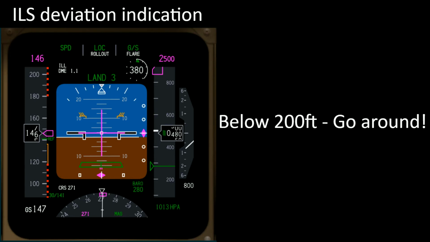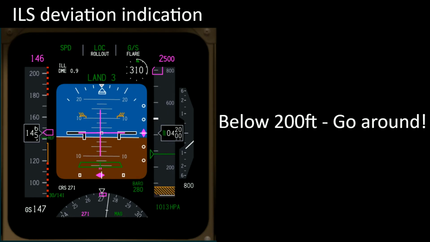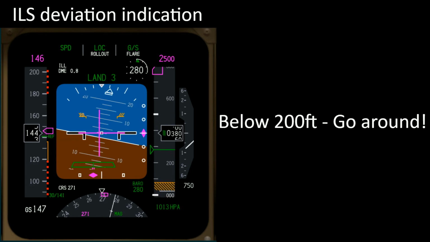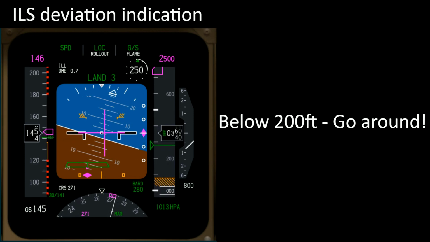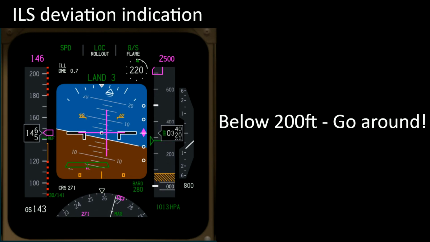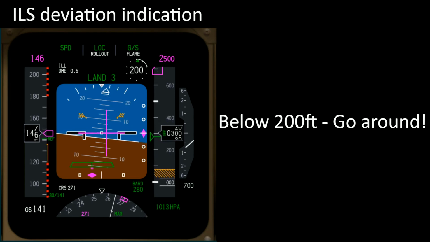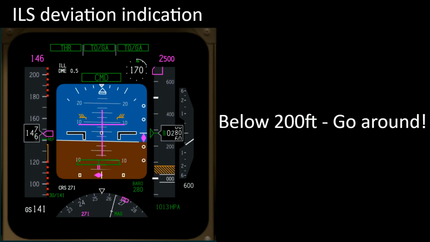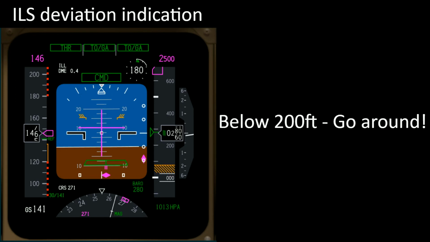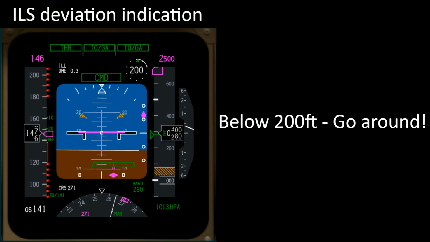Here's a little video of an ILS deviation indication. You see what happens. Basically, I put in a big crosswind to make this happen, and the aircraft starts to bank to take care of it. Above 200 feet, you can watch it and see if it's going to recover. But if by 200 feet you're still deviated, then you have no option but to go around according to most SOPs.